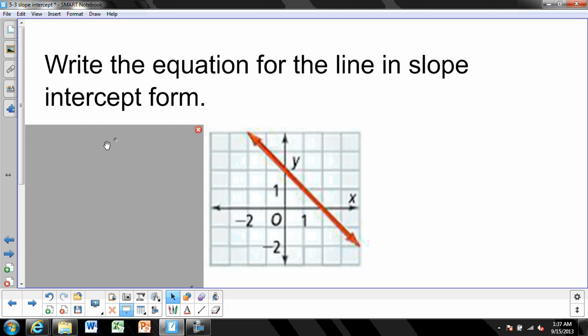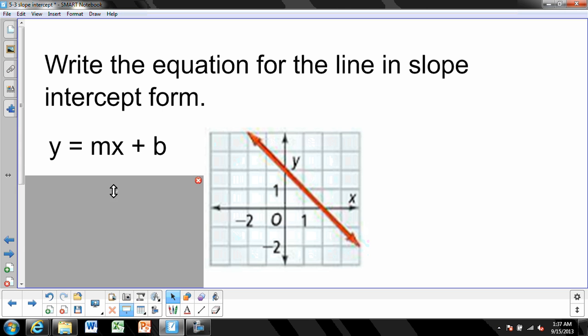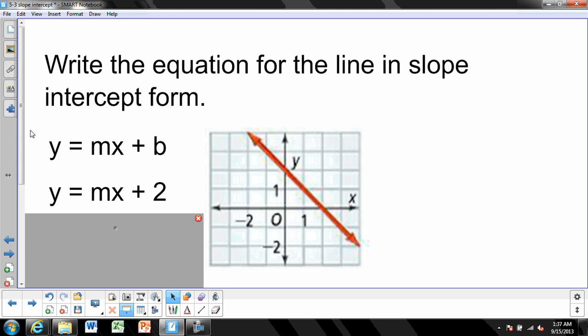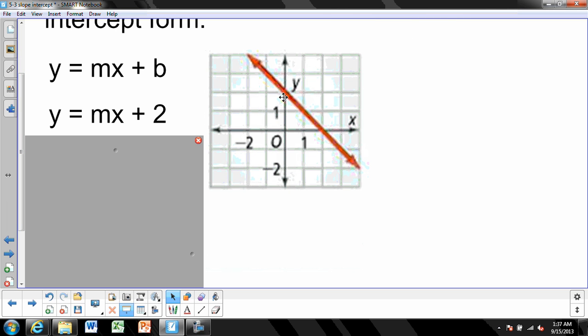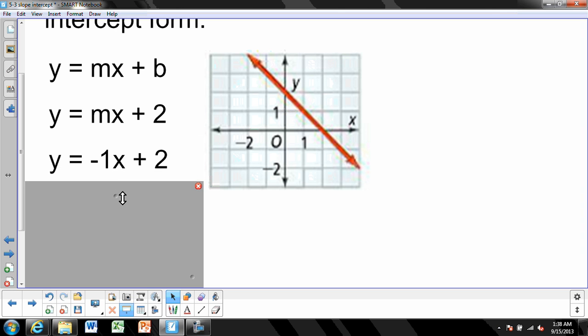Here's another example. The format we want to follow, y equals mx plus b. Our y-intercept here is at 2. So we have y equals mx plus 2. We're going to pick 2 points. In this case, we can pick our y-intercept. And let's pick the one right next to it, 1, 1. In order to move from the point on the left to the point on the right, we are going to go down 1 over 1. And that would give us a slope of -1.